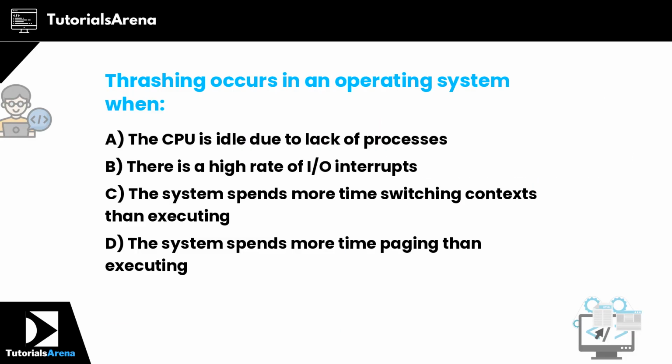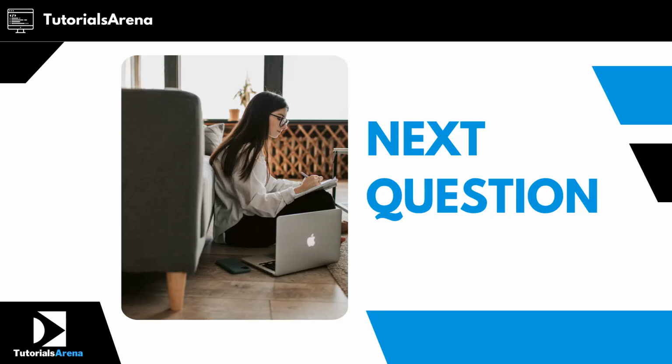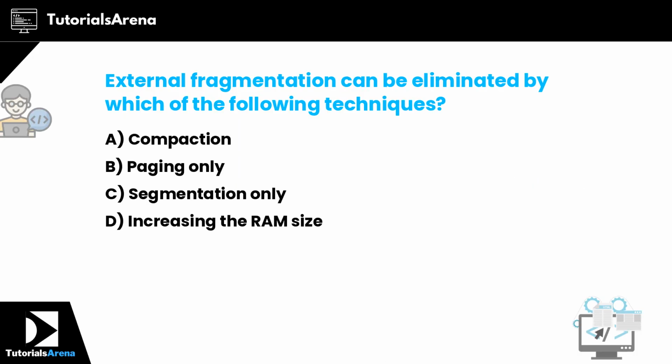Thrashing occurs in an operating system when the correct answer is option D. The system spends more time paging than executing. External fragmentation can be eliminated by which of the following techniques? The correct answer is option A, compaction.